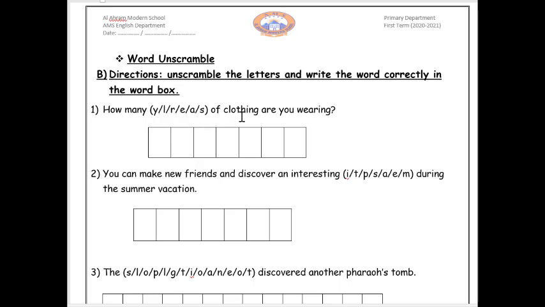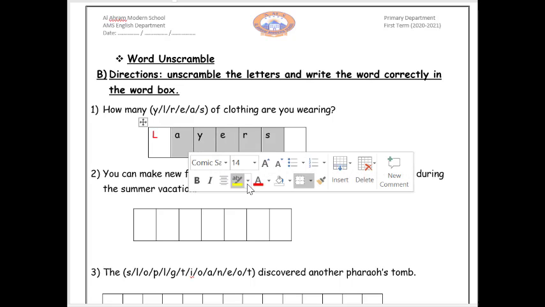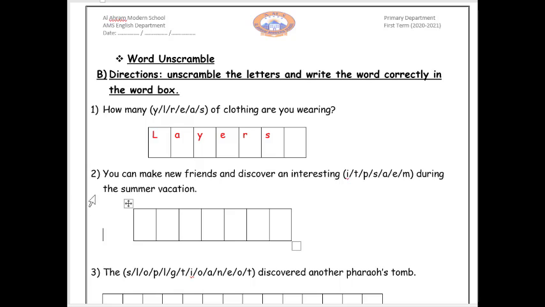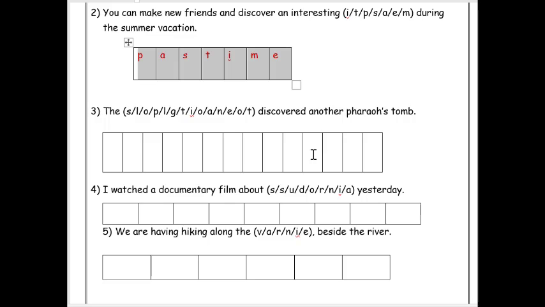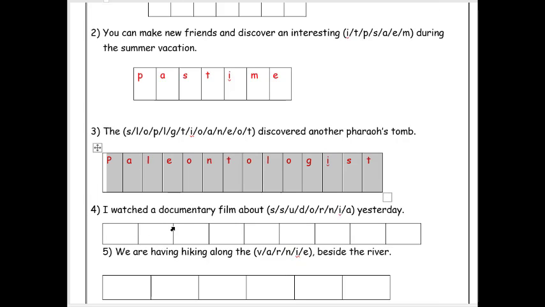How many layers of clothing are you wearing? Very good. How many layers of clothing are you wearing? You can make new friends and discover an interesting pastime during the summer vacation. Very good. Pastime. The paleontologist discovered another Pharaoh's tomb. The paleontologist. Number 4, I watched a documentary film about dinosaurs yesterday.